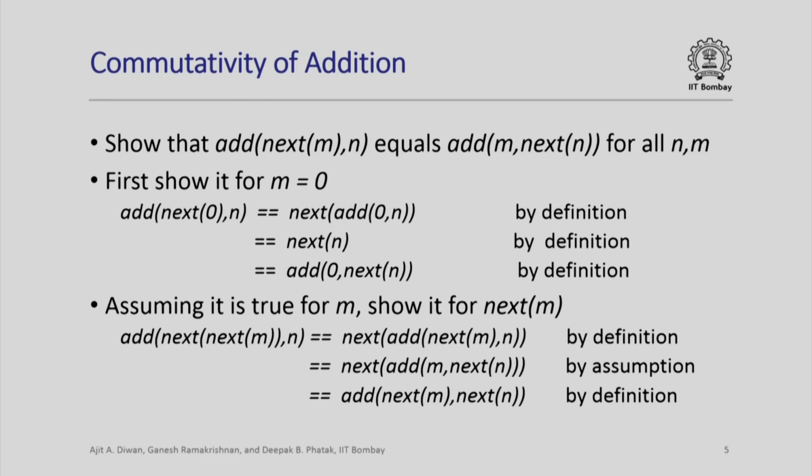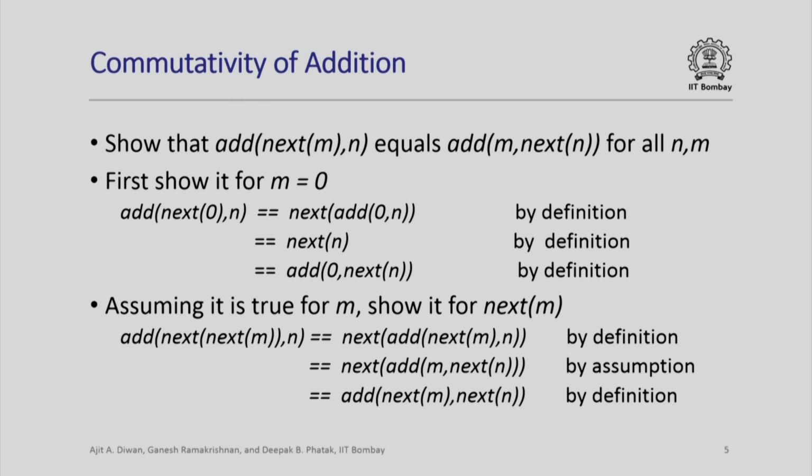This is not part of our definition, this is something that can be proved formally. And how? Again, let us show this for m equal to 0. At m equal to 0, what we want to show is that add of next 0, n equals add of 0, next n. So, add of next 0, n is next of add 0, n by definition, which is equal to next of n, since add of 0 and anything is n. So this is next of n, and this is equal to add of 0 comma next n, again by definition.